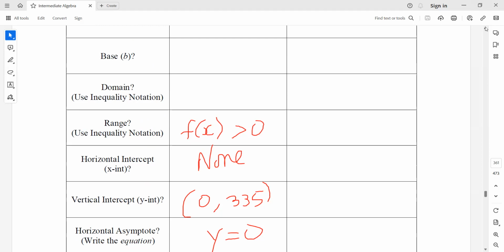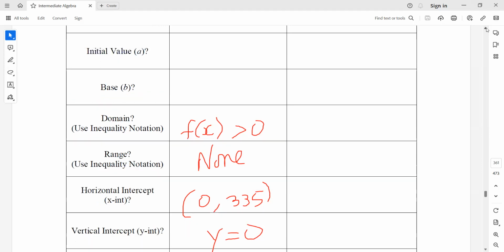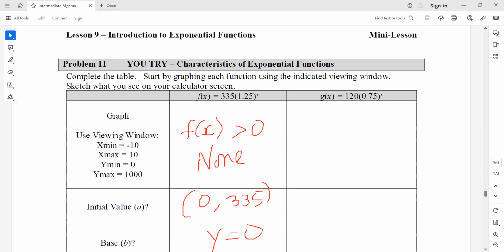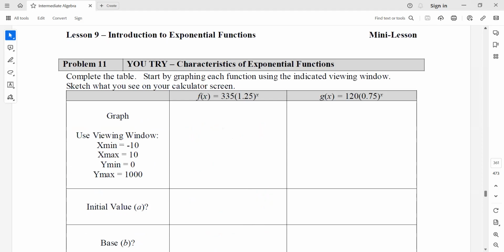Now let's look at this one as well. I'm going to go to the top. From this one, clearly you will see that you have a decreasing function. Why? Because b is 0.75, which is less than 1. So again, you draw your graph, and you're going to have something like that. And this is a decreasing function.